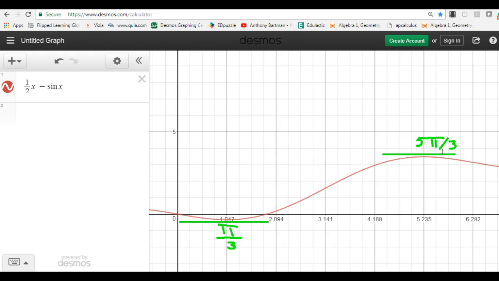Alright, so we've got pi over 3 and 5 pi over 3, probably where my critical numbers are going to be. It looks like this one's going to be a minimum, and this one's going to be a maximum. We should be able to find that out, because it looks like the function is decreasing, then increasing, then decreasing again. So my slopes are negative to positive to negative. We don't really worry about what happens at pi. Alright, so let's go back and work this out by hand.